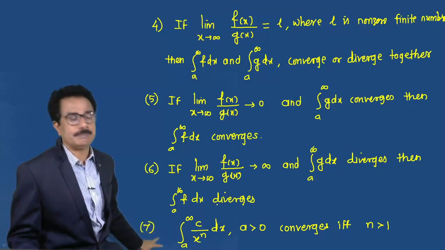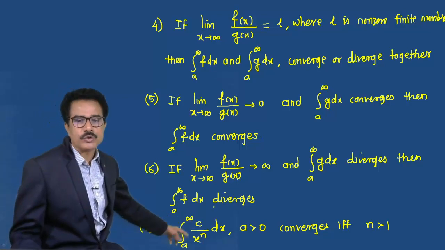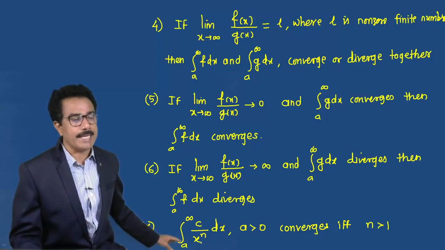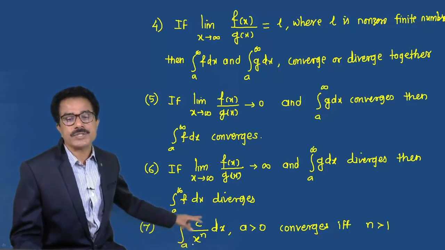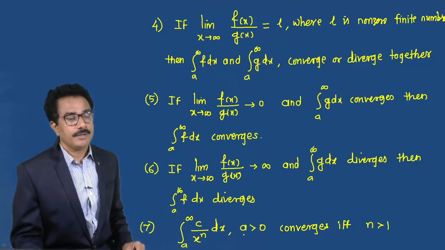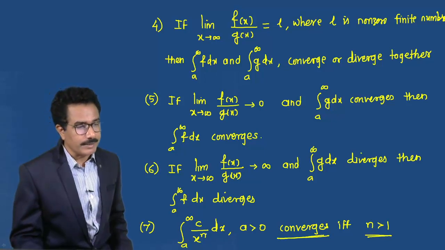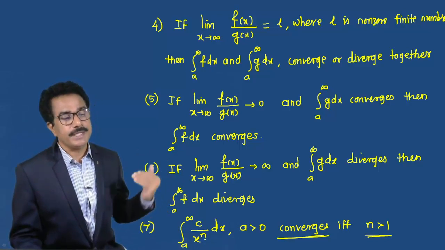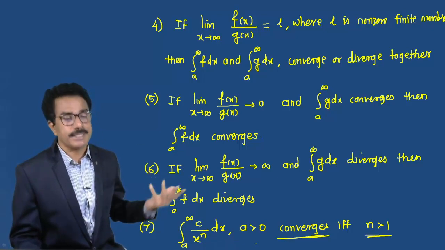Also we have seen one theorem, a useful comparison integral. We have seen a useful theorem for making a comparison. Integral from a to infinity c upon x raised to n dx, or 1 upon x raised to n dx, a greater than 0, converges if and only if n is greater than 1. If the value of n is greater than 1, only then does it converge, and if n is less than 1, then it diverges. If n is less than 1 then it diverges.